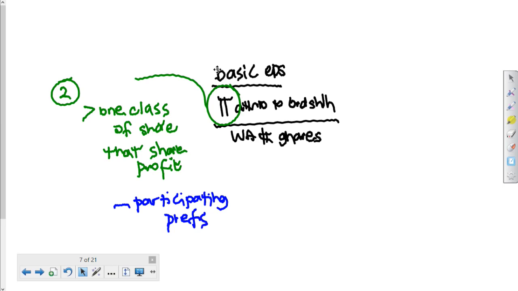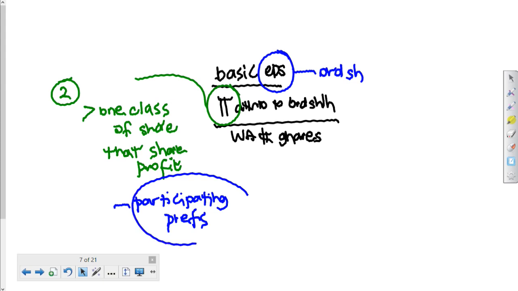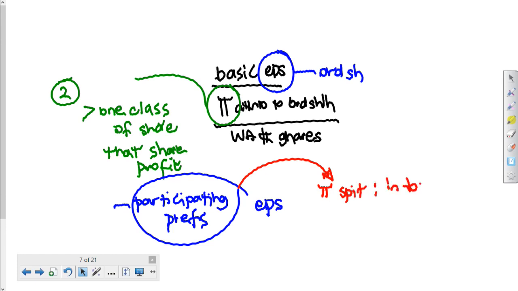Participating prefs. And when we have participating prefs, we will have two numbers. We will have earnings per share for my ordinary shares, and I will have earnings per share for my participating prefs, because they're both getting a share of the profits. Okay. When I have the participating prefs sharing in profits, they will give you the information in one of two ways. They will either say to you that the profit split is a certain percentage in total.